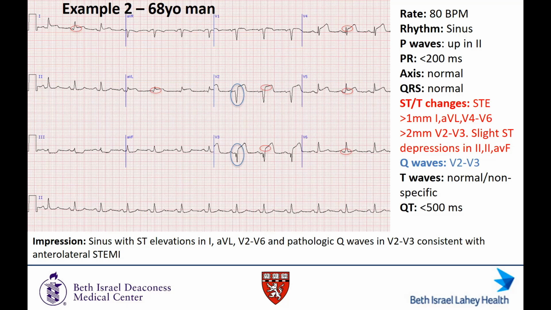Something that makes it even more specific for coronary disease are, just like you wrote, the ST depressions inferiorly. Those are the classic reciprocal ST depressions, which you would not typically see with stress cardiomyopathy or pericarditis.